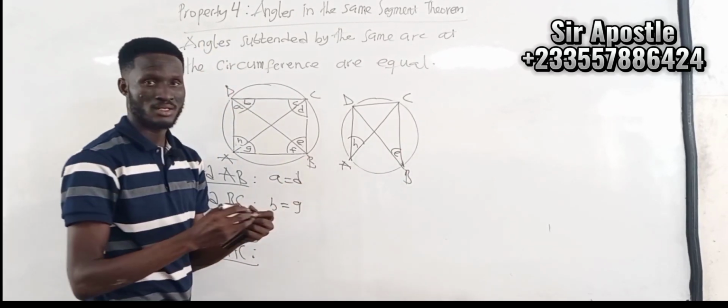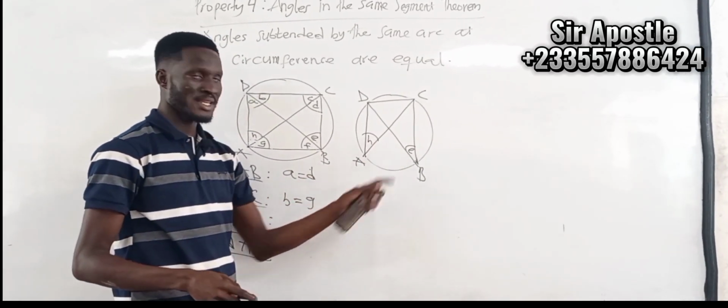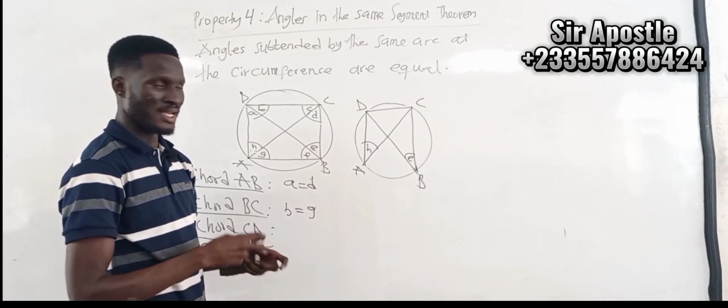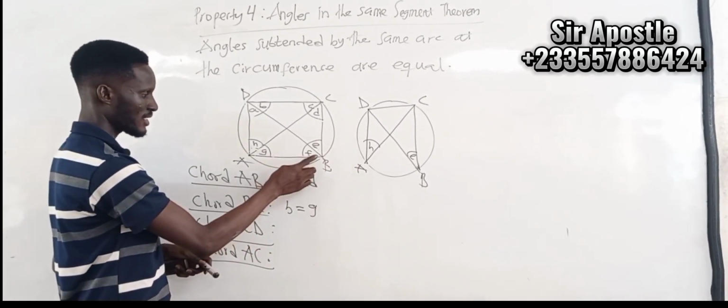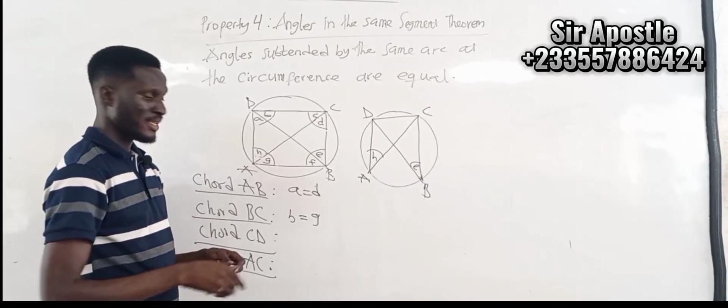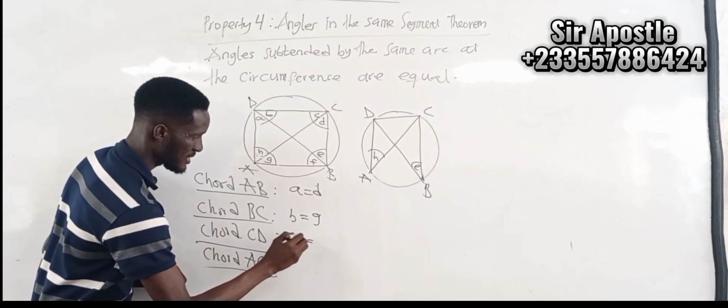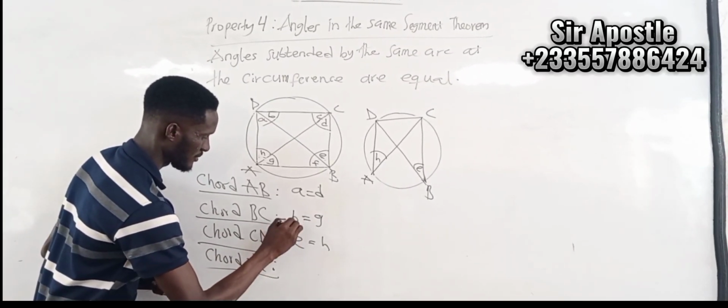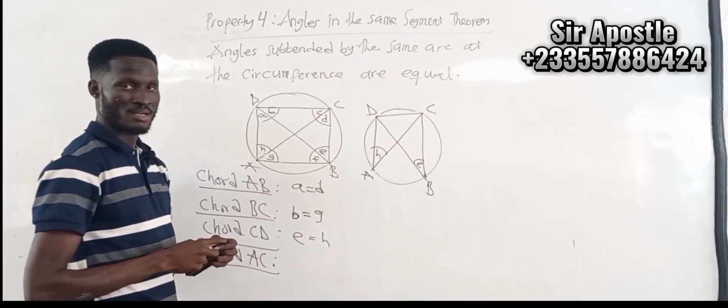So what does it mean? These two angles, H and E, they are also the same. You can identify it very well that H and E, they are the same. So it means E is the same as what? H. E is the same as H.